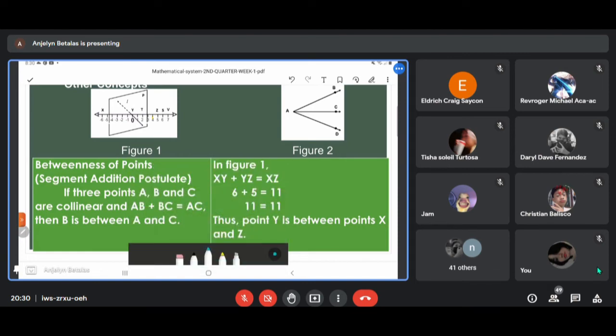We don't have a figure yet, so I'll just draw it. Points A, B, and C. They are collinear. The length of AB, then add the length of BC, is equal to AC. You can figure it out since you know the measurements.